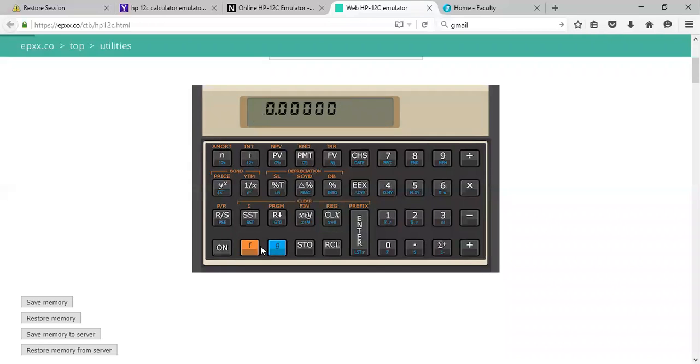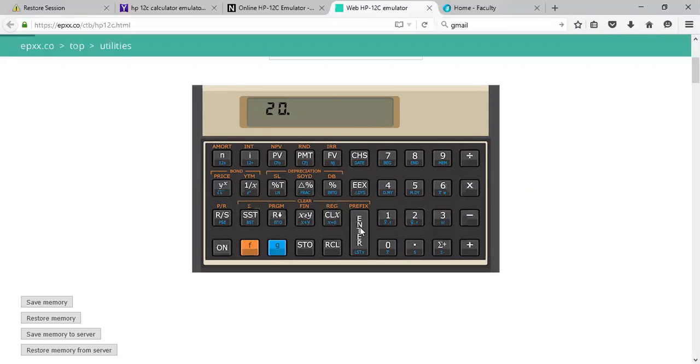Okay, so similar thing with subtraction. Let's just take 14 minus 6. So 14 enter, 6 minus. Okay, then multiplication, same thing. Let's take 20 times 10.